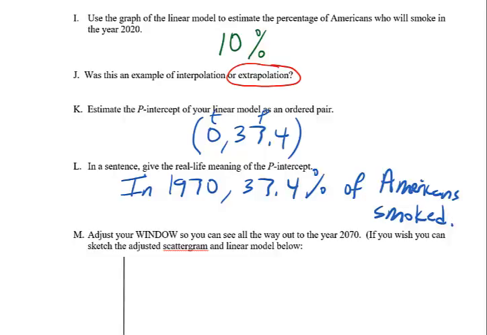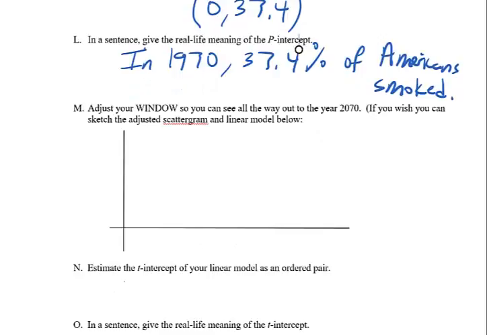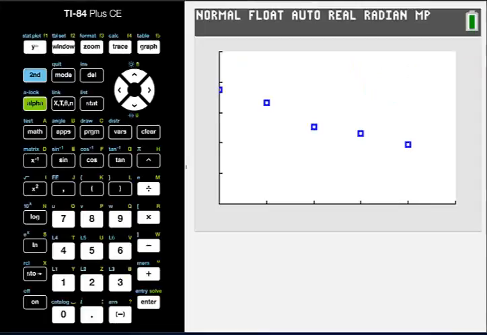Letter M says, go back to the graphing calculator and adjust your window so that you can see all the way out to the future year 2070. So let's go ahead and do that. So here's our previous picture. Remember, we had counted by tens, so on the t-axis here, this was 10, 20, 30, 40, 50. T means number of years since 1970, so I believe that's taking us out to the year 2020.